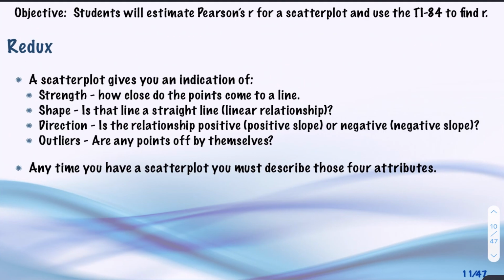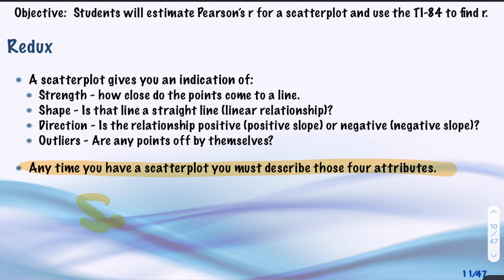So just to put this all together, to do a redux, a scatter plot gives you an indication of the strength, or how close the points come to a line. The shape: is that a straight line, or is it a curve? The direction: is the relationship a positive slope, or does it have a negative slope? And lastly, are there outliers? Are there any points off to themselves? Anytime you have a scatter plot, you must describe those 4 attributes.